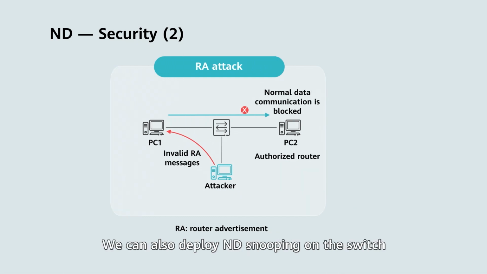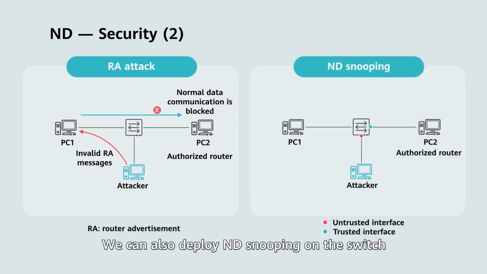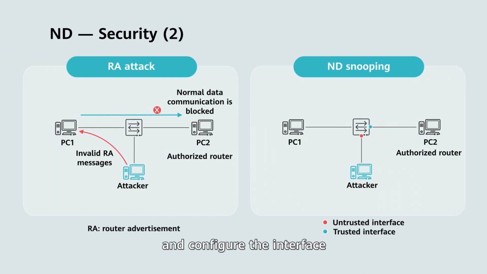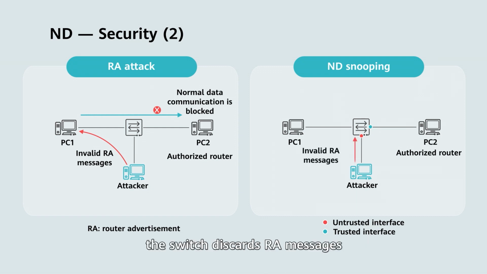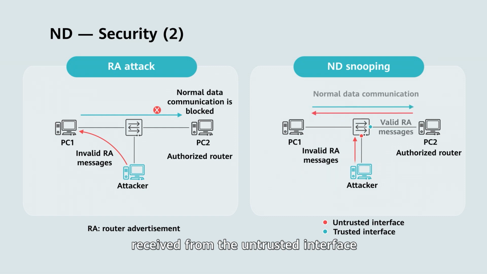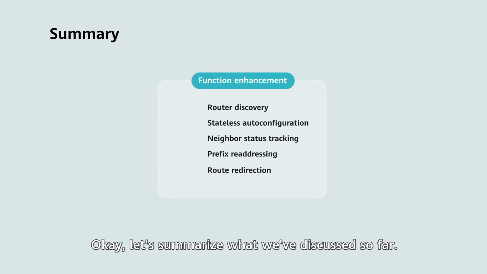We can also deploy ND snooping on the switch and configure the interface connected to the authorized router as a trusted one. In this case, the switch discards RA messages received from the untrusted interface and processes only RA messages received from the trusted interface. This prevents RA attacks. Okay, let's summarize what we have discussed so far.